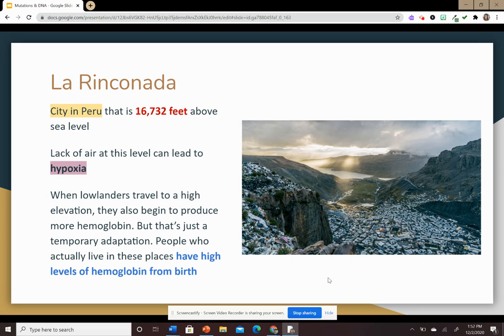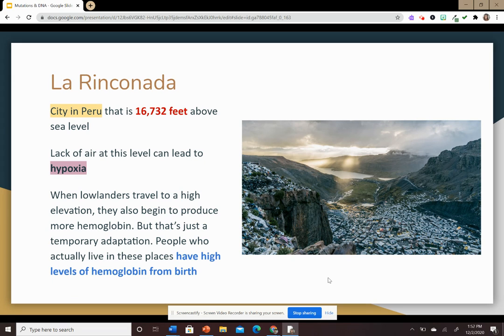So that can be trouble breathing. It can lead to heart issues, heart problems. And if you're up there for a long period of time, it can make you really, really sick. So what happens is if you are from a low elevation, would be called lowlanders, and you travel to a higher elevation, you start to produce more hemoglobin.